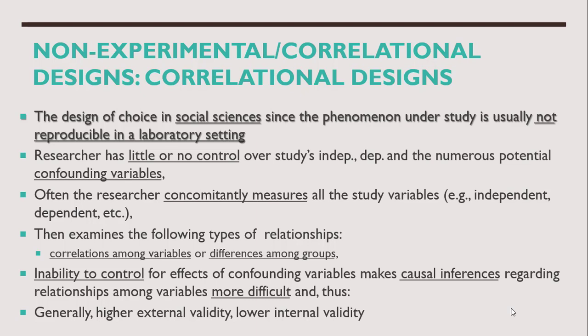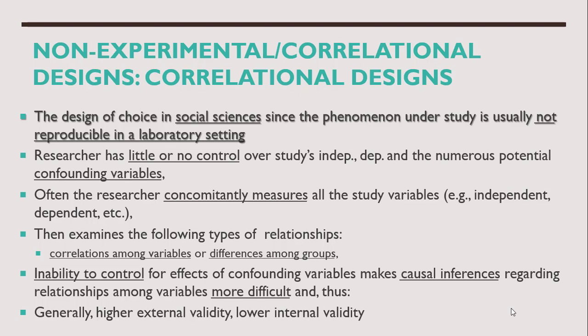So then we usually look at whether there are correlations among variables or differences among groups. So are these two groups similar or are they different? Or is this set of variables, or this particular variable, related to this variable? So when we have correlational design, inherently we cannot control for the confounding variables. So it makes it very difficult for us to say this causes this.